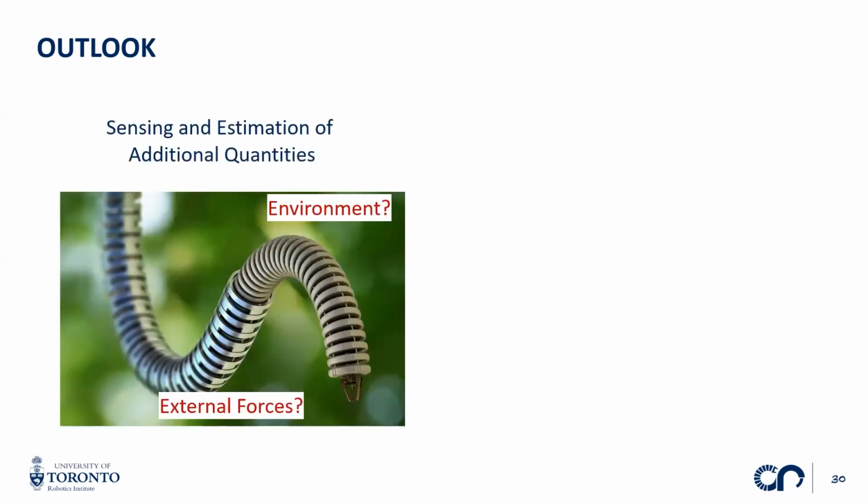And in terms of outlook, what I think would be interesting to look at in the future for the state estimation method. Right now we only estimate the state of the continuum robot in terms of its shape and strain variables, but if we have enough sensor information, it would be interesting to maybe even estimate the external force that acts on the robot that led to this deformation. Or maybe we can add some additional sensing to also estimate something about the environment that this robot is moving in.